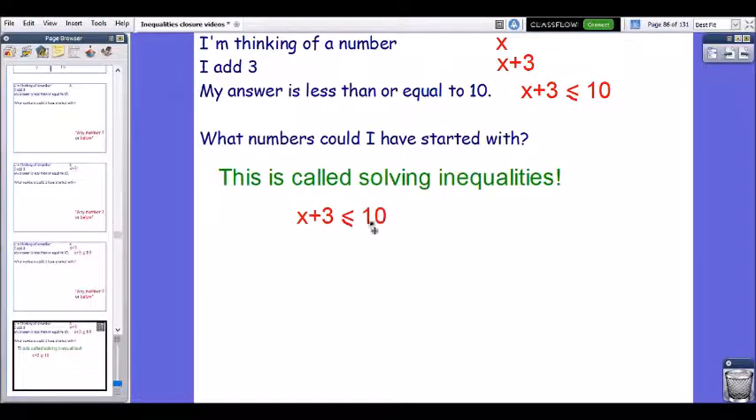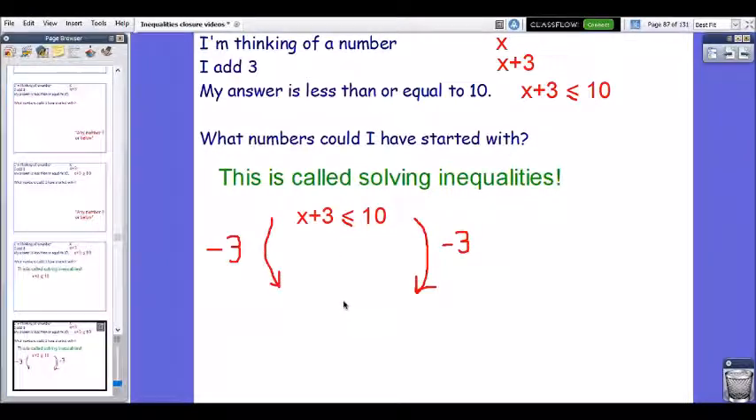Okay, so what we're about to do, we're going to solve this inequality, right? So it's very, very similar to solving equations, what you spent a lot of time doing in year 7. And actually the method is exactly the same. All I'm going to do, solve means just find x on its own. So we don't want x plus 3, we just want x on its own.